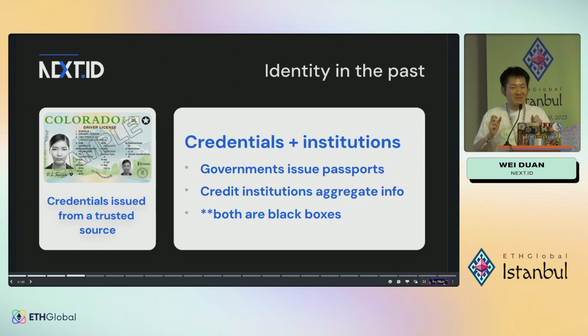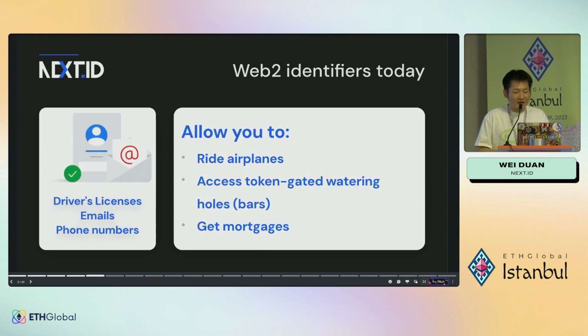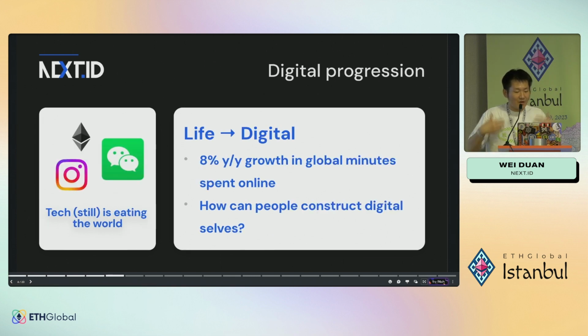If somebody in the government hates you, or maybe they have some conflict of interest with you, they may delete your file. That happens as well. So with Web2 identifiers nowadays, we are digital users on the internet. Apart from a driver license, you have your emails and phone numbers. By using these identifiers, you are able to get on airplanes, you have token gated ordering, and you get your mortgages by your identities. And we're in this progress of moving life into cyberspace, digitalizing our full life.